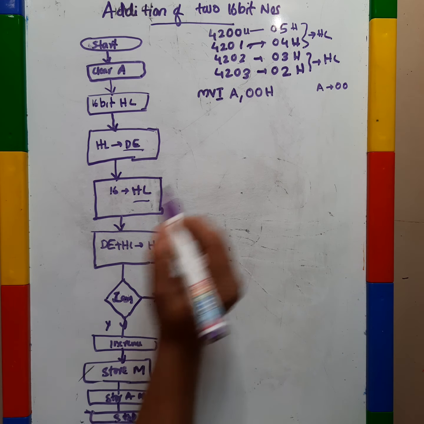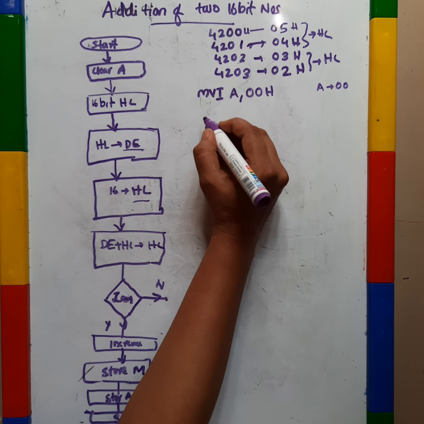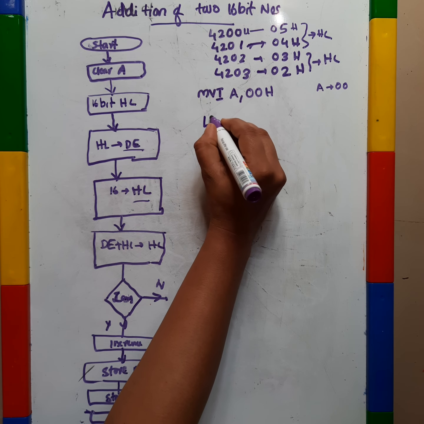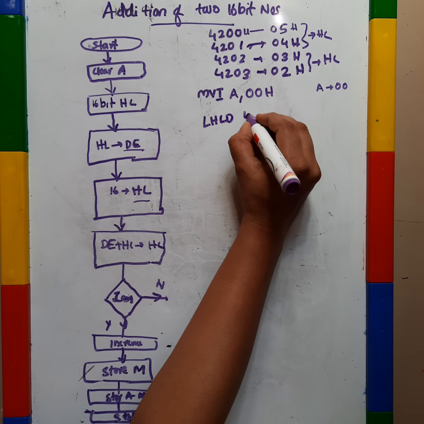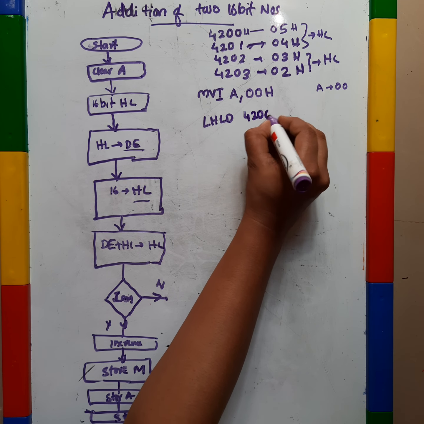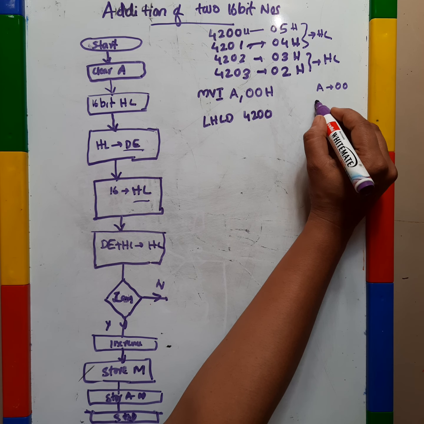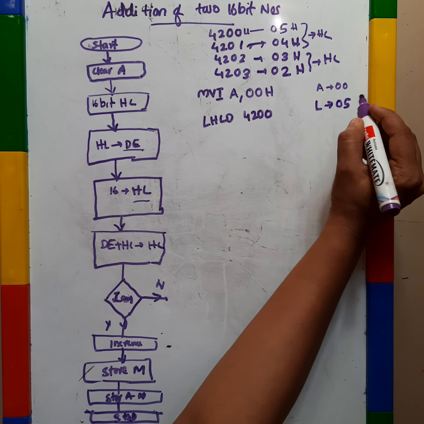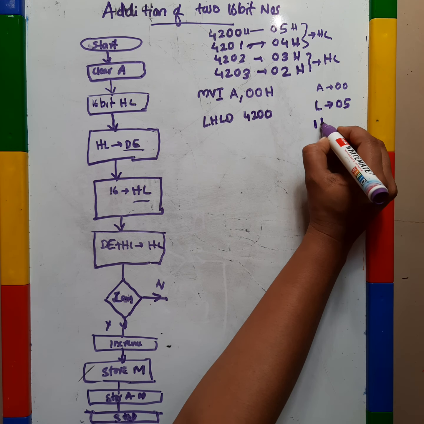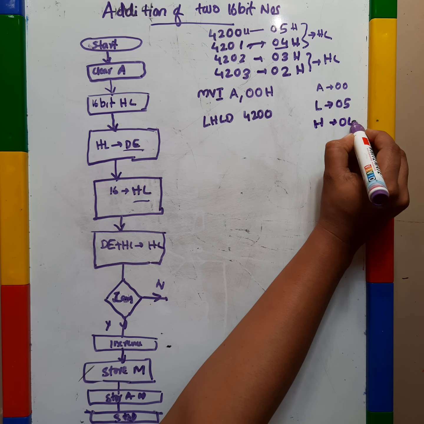After that I will load the content of this memory location into the HL pair. For that I have an instruction LHLD 4200H. This means that the content of 4200, that is 05H, will move into the L register, and the content of 4201, that is 04H, will move into the H register.